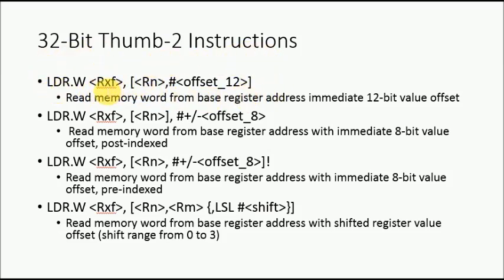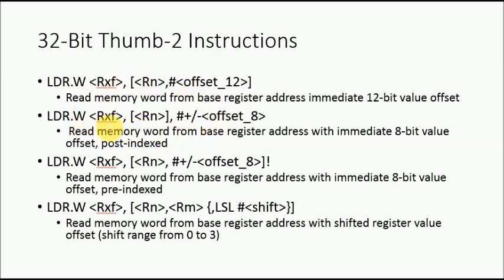Now here we have to calculate the physical address in a different way. So here the offset is 8-bit, there the offset is 12-bit. So here the 8-bit offset is added with the content of RN, that will create a physical address, and the data from that physical address is loaded into the register RXF.